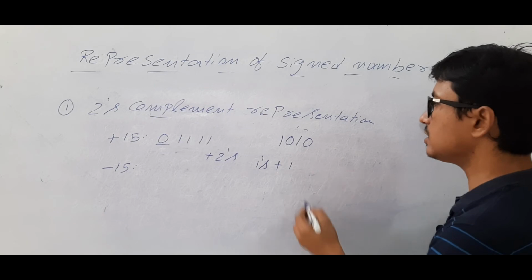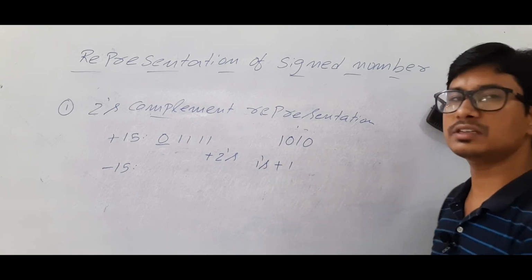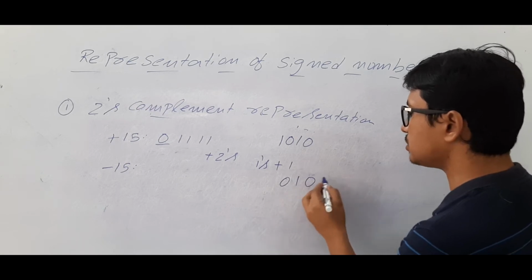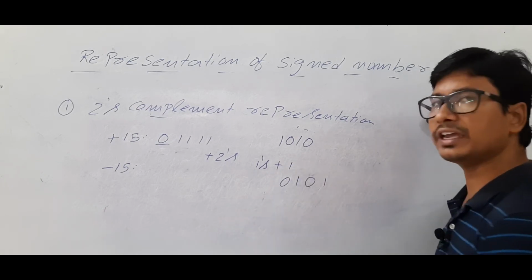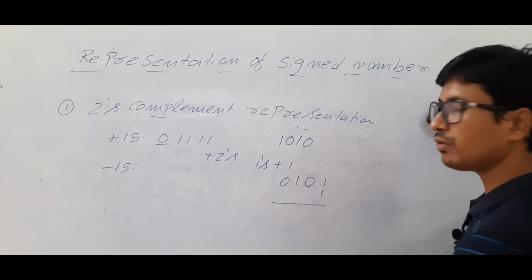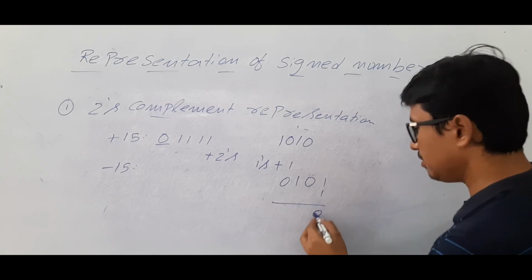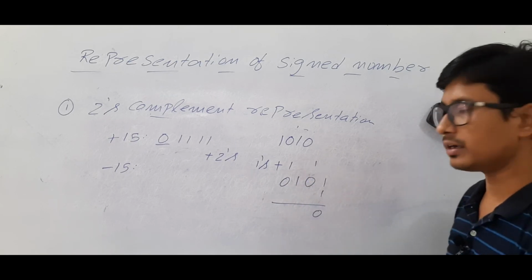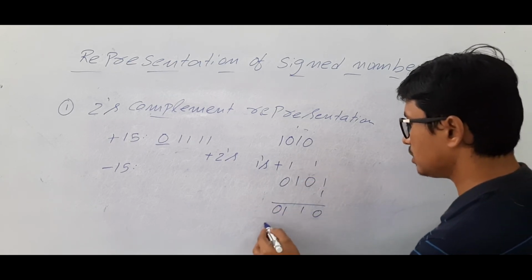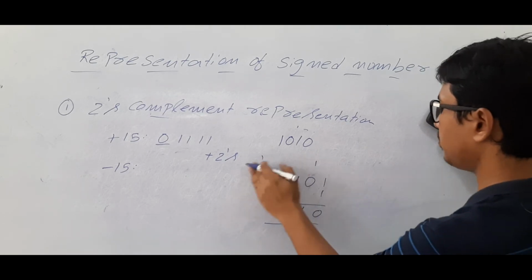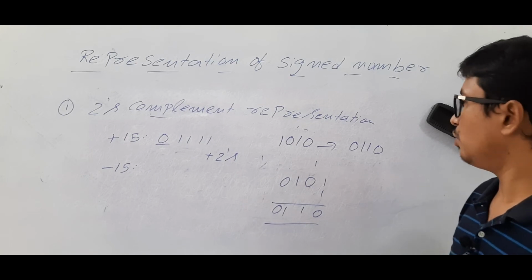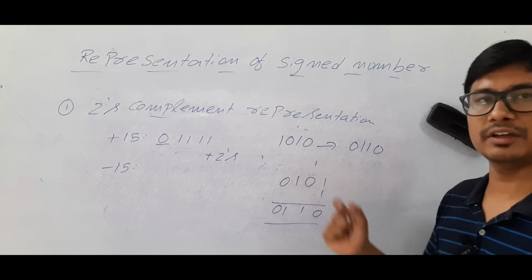For this number 1010, if I calculate the ones complement, it will be 0101. For that, if I add 1 in the LSB, 1 plus 1 gives sum 0 and carry 1. Then 1 and 0 add to give 1, then 0, 1. So this is the twos complement for the given number 1010. I hope it is clear for you.